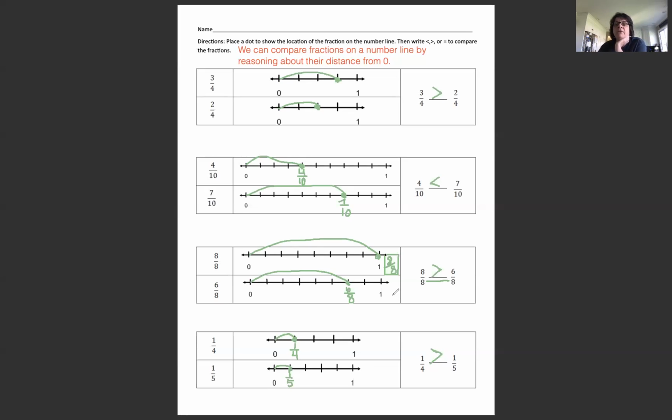All right. You have another sheet to practice this skill independently. Please refer back to the YouTube video if you need to. And I will put a key out on my teacher webpage so you can check your work and make sure you're practicing correctly.